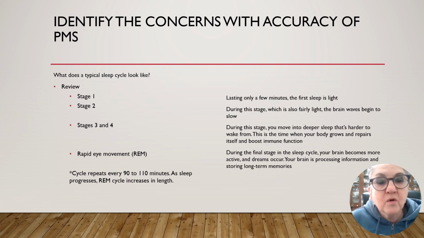In stages 3 and 4, you move into a deeper sleep, and it's harder to wake up from it. This is the time your body grows and repairs itself and boosts immune function. Rapid eye movement is the stage in the sleep cycle where your brain becomes more active and dreams occur. Your brain is processing information, storing long-term memories. This cycle repeats itself every 90 to 110 minutes. As the sleep progresses, the REM cycle increases in length.